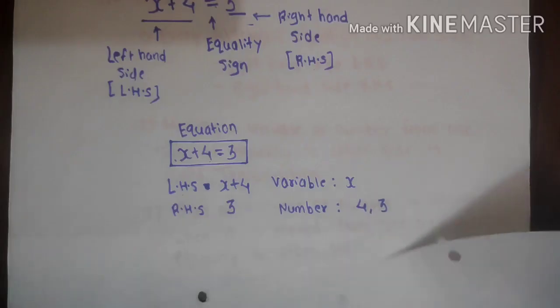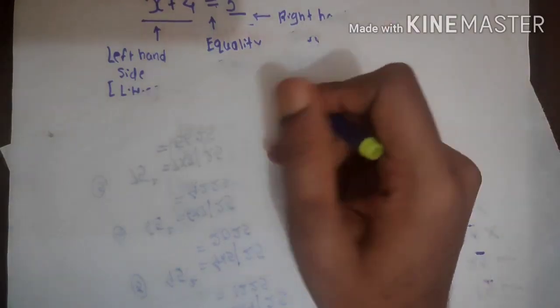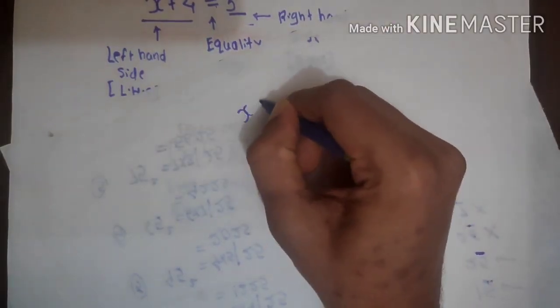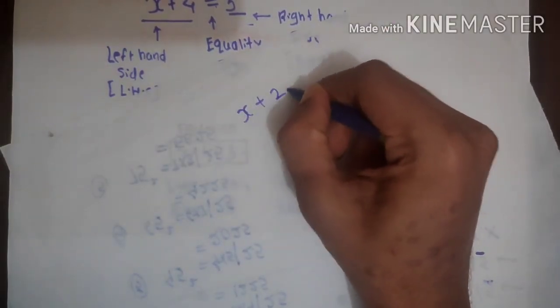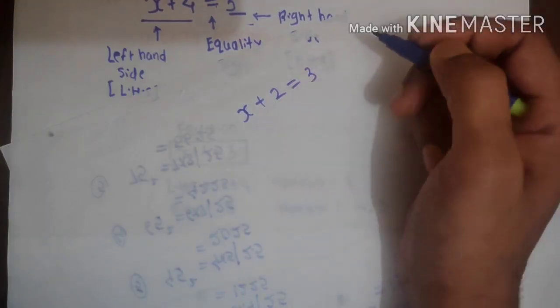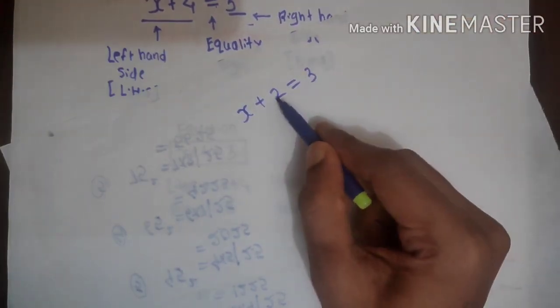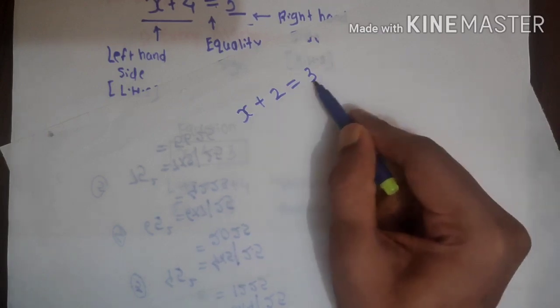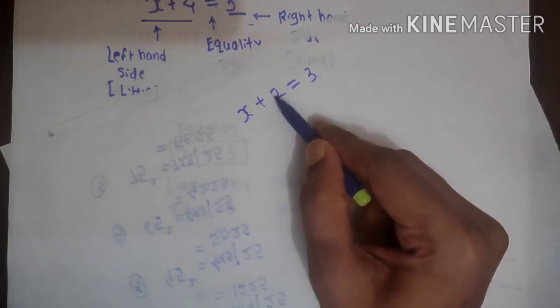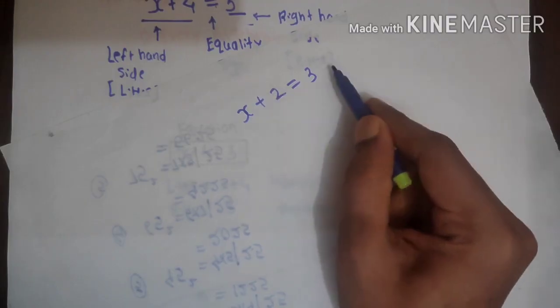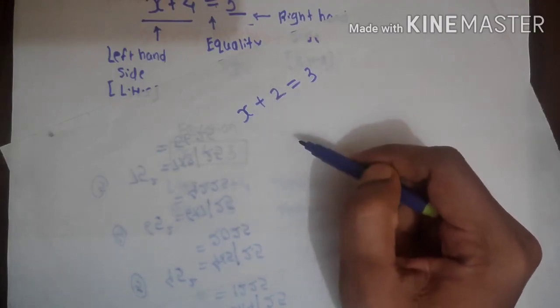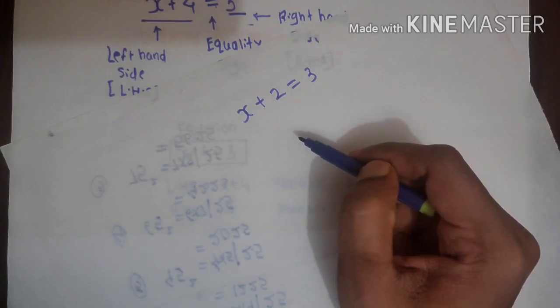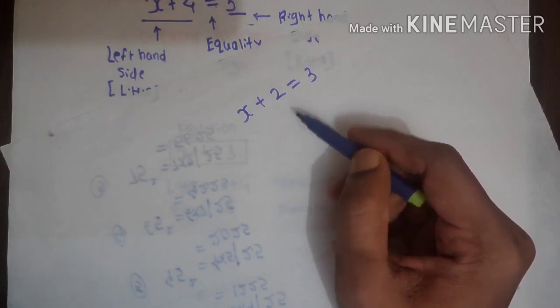Now let's see it with an example. Suppose we have an equation x plus 2 is equal to 3. Now this is the equal to sign, this is the left side and this is the right side. When we move plus 2 from the left side to the right side, it is called transposition. And when we do transposition, the sign of a number or variable will get changed.